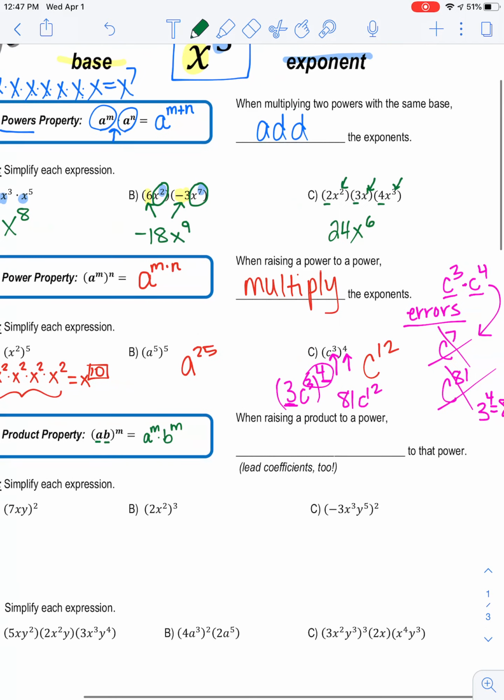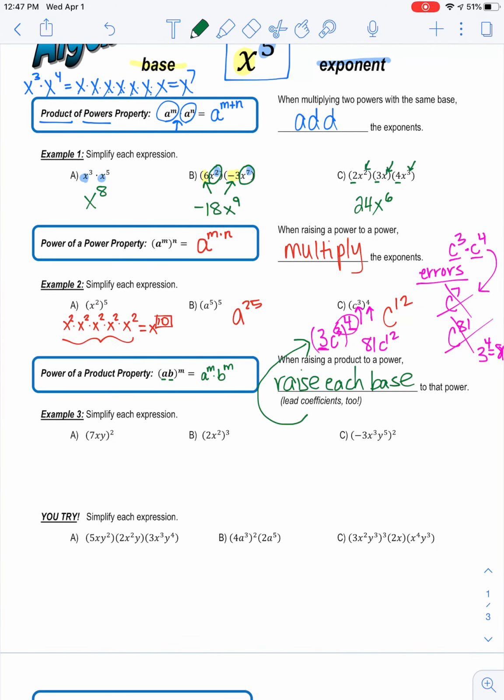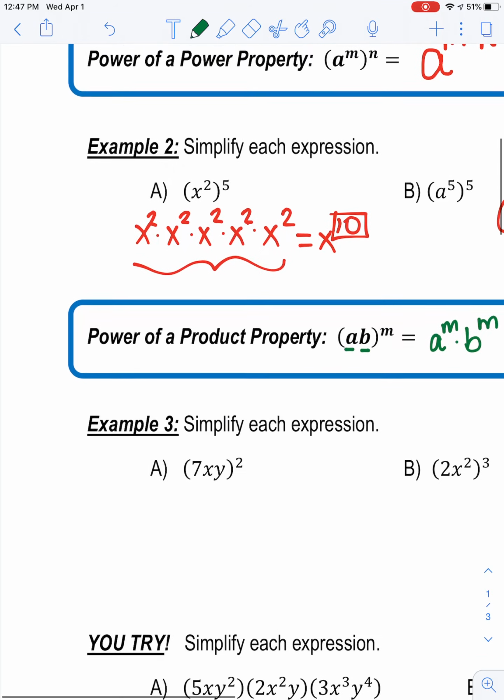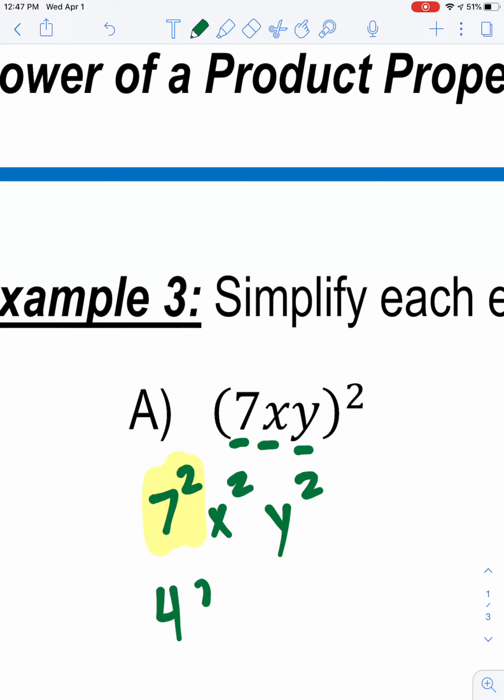So to fill in words here, when raising a product to a power, you want to raise each base to that power. And that's actually where it says lead coefficients 2. That's actually what I had just done above, showing you that extra example there in pink. So if we look at example 3, we have a 7xy squared. So there's 3 parts to the base here. The 7 has to be squared, the x has to be squared, and the y has to be squared. And finally, I can simplify 7 squared to 49. So my final answer is 49 x squared y squared.